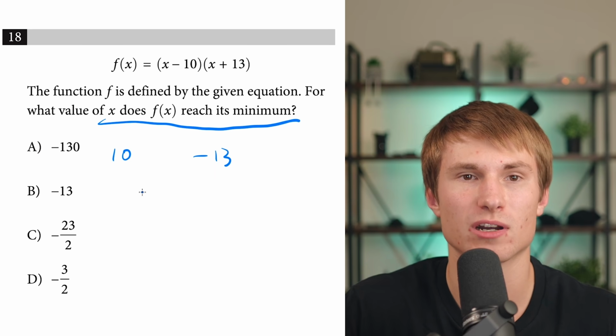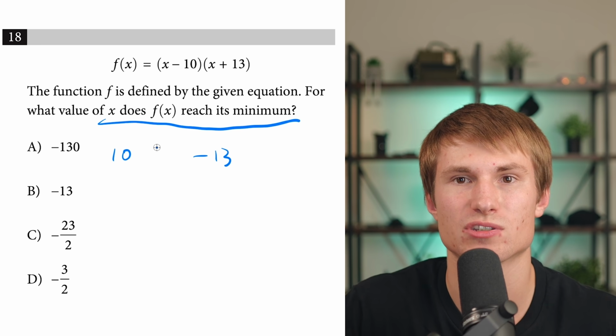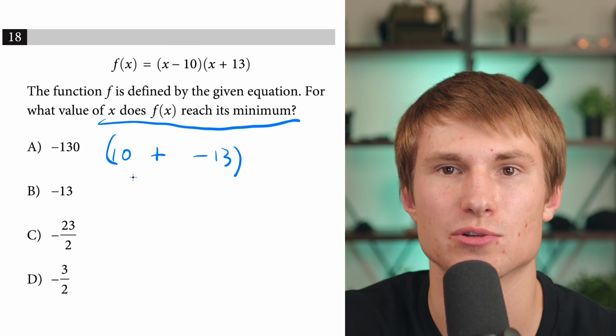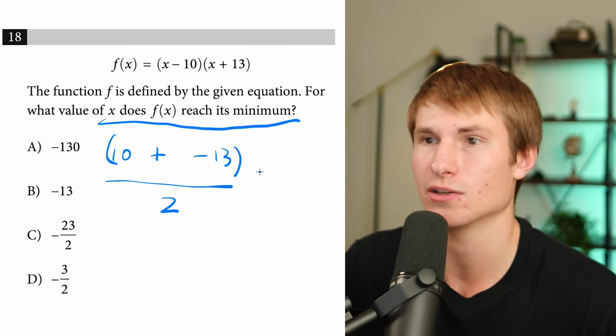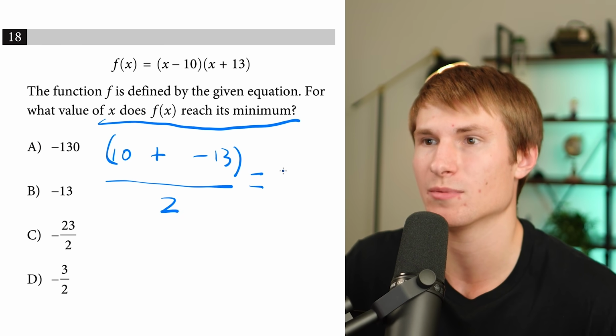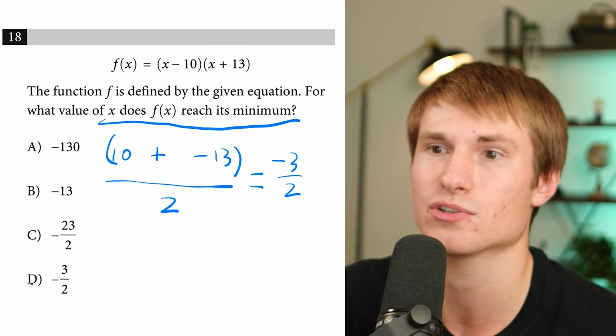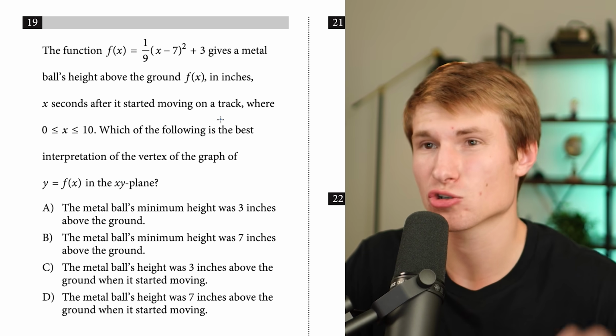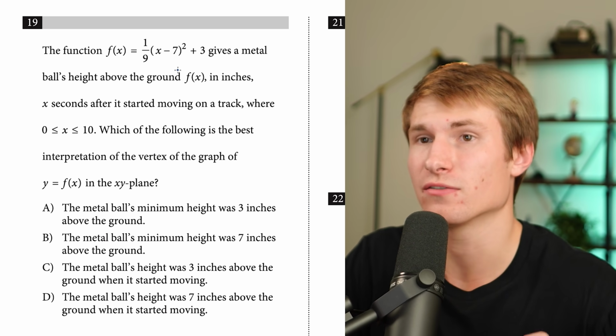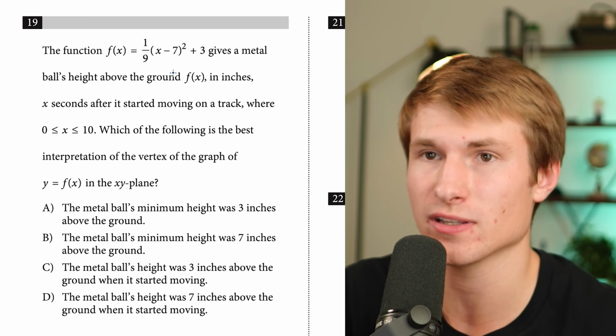Now, from here, we're going to take our two x-intercepts. We are going to sum them together, and then we'll divide by 2 to get the midpoint of them. And that'll be the value of x where f of x reaches its minimum. In this case, that's going to give us negative 3 over 2. So our answer will be D. Here's a tip that's extremely helpful for the SAT, and that is the vertex form of a quadratic. And I'm going to illustrate this with question 19.